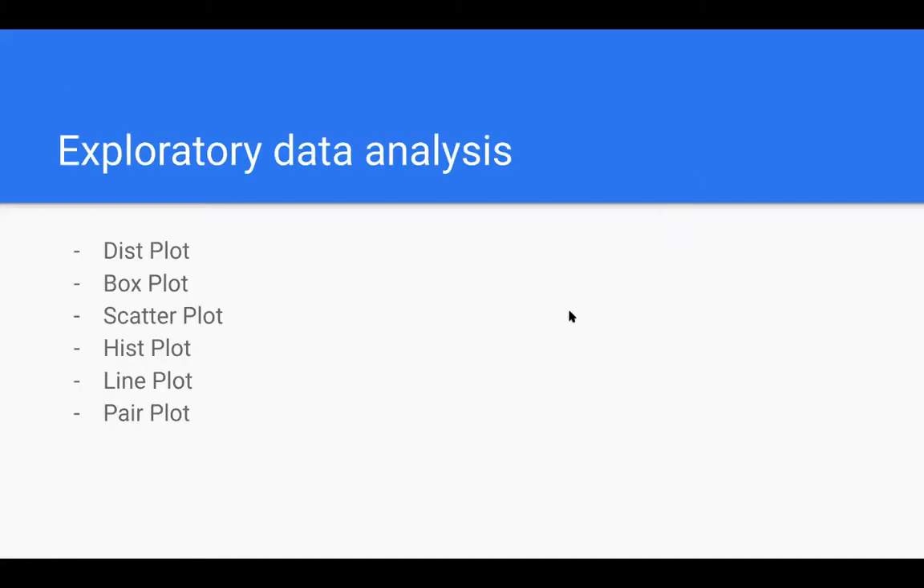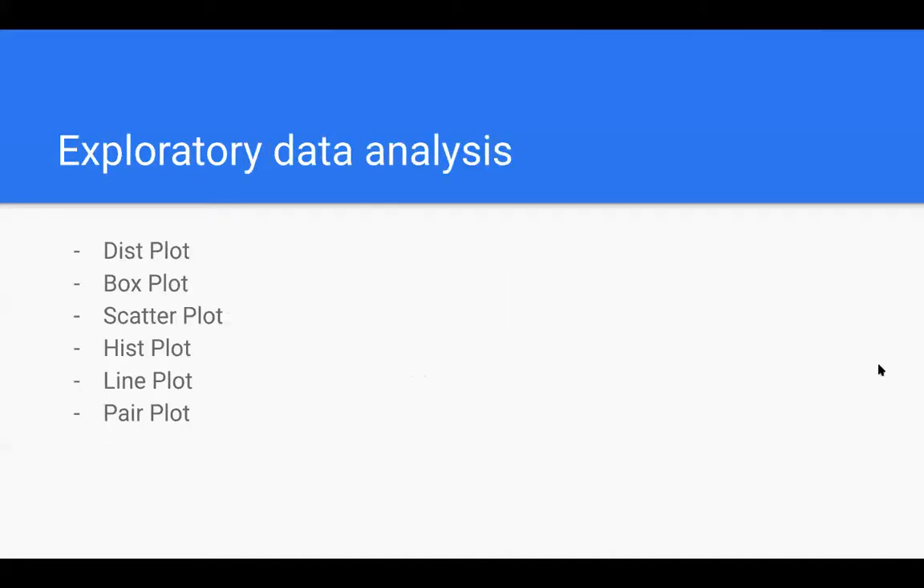So in our exploratory data analysis, some of the important graphs here are the distribution plot, box plot, and scatter plot, which is really important when you are going to do linear regression. Histogram and line plot are also important when you are looking for trends, and the pair plot. So we'll start with a few of the exploratory data analysis.